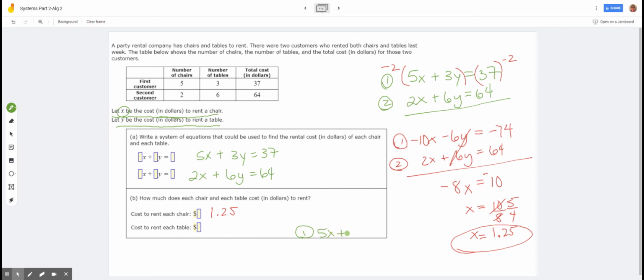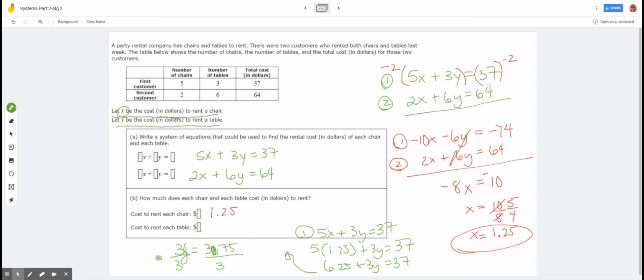Okay, 5x plus 3y equals 37. 5 times 1.25 plus 3y equals 37. I plugged it in. Then 5 times 1.25, that's $5 plus $1.25, $6.25. 6.25 plus 3y equals 37. And then you need to subtract the 6.25, and you're going to get 3y equals 37 minus 6.25, which is going to be 31.75. Is that right? Let me think. No, it's 30.75. Yes, that's right. 30.75. Divide by 3, and you're going to get y.